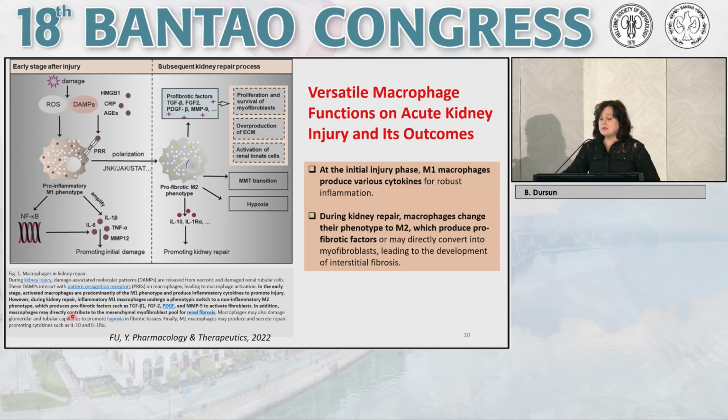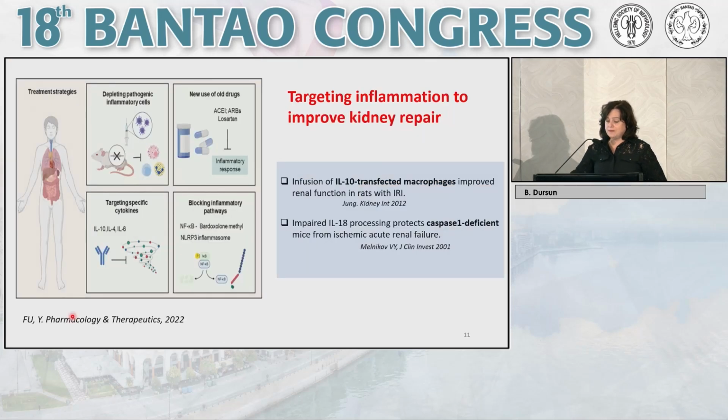There are versatile macrophage functions in kidney injury. At the initial injury phase, M1 phenotype macrophages produce various cytokines for robust inflammation. However, during the repair phase, macrophages change their phenotypes into anti-inflammatory M2 macrophages, which produce profibrotic factors and may directly convert into myofibroblasts, leading to development of interstitial fibrosis and CKD.